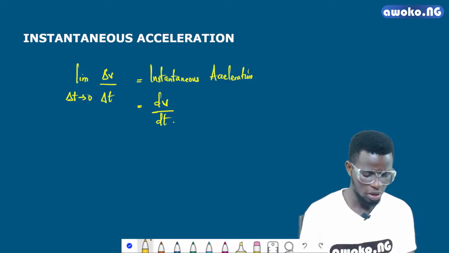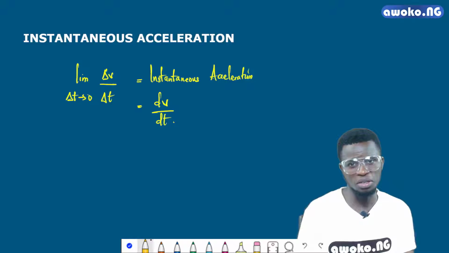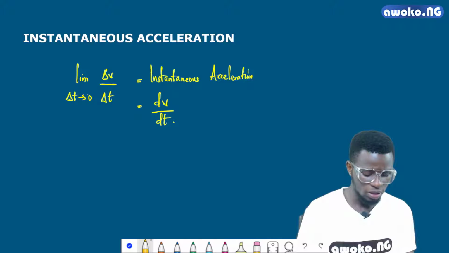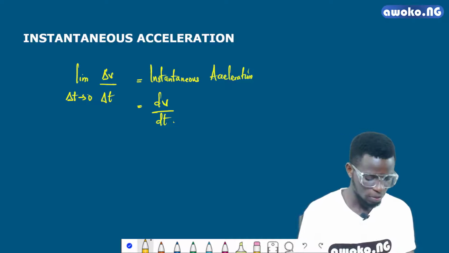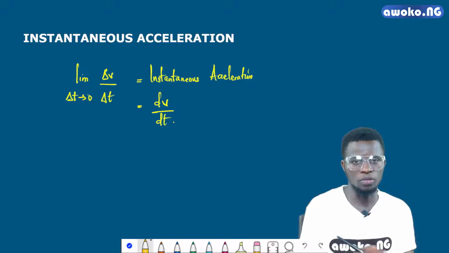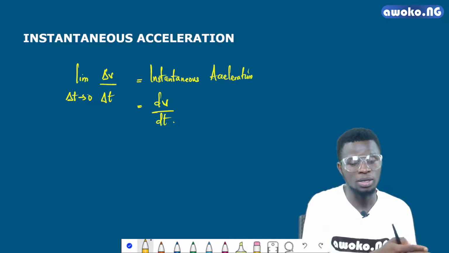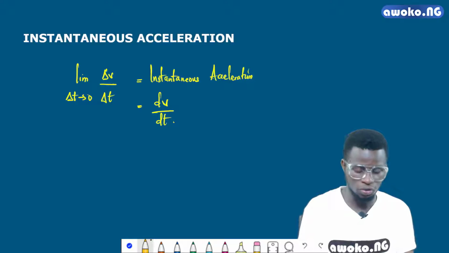Okay, so mathematically we can represent it using this format, and a very likely exam question is, they might ask you what is the implication of the limit of the ratio of the change in velocity to the change in time as time approaches 0. Of course, the answer is instantaneous acceleration.